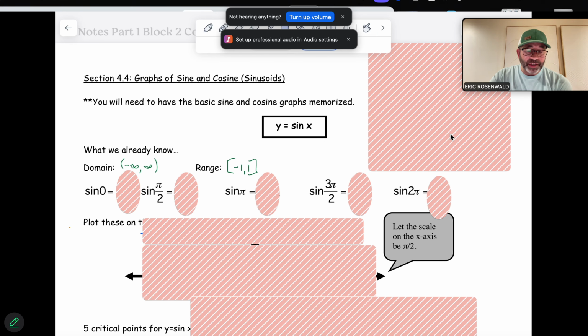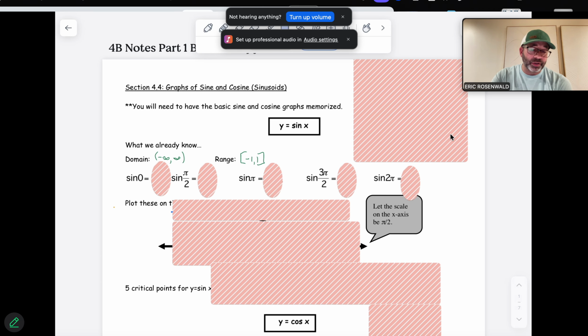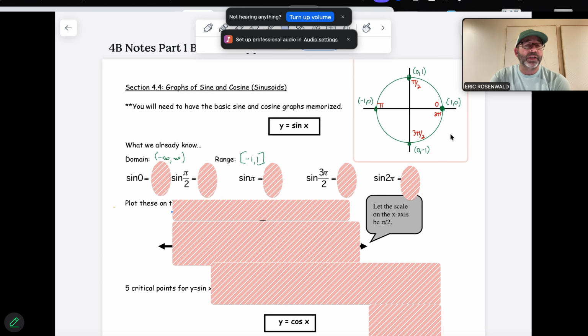So our entire graph, we can derive from our unit circle. When we look at our unit circle, let's look at these quadrantal values. At 0, we know the coordinate is 1, 0. At pi over 2, it's 0, 1. At pi, it's -1, 0. And then at 3 pi over 2, it's 0, -1.